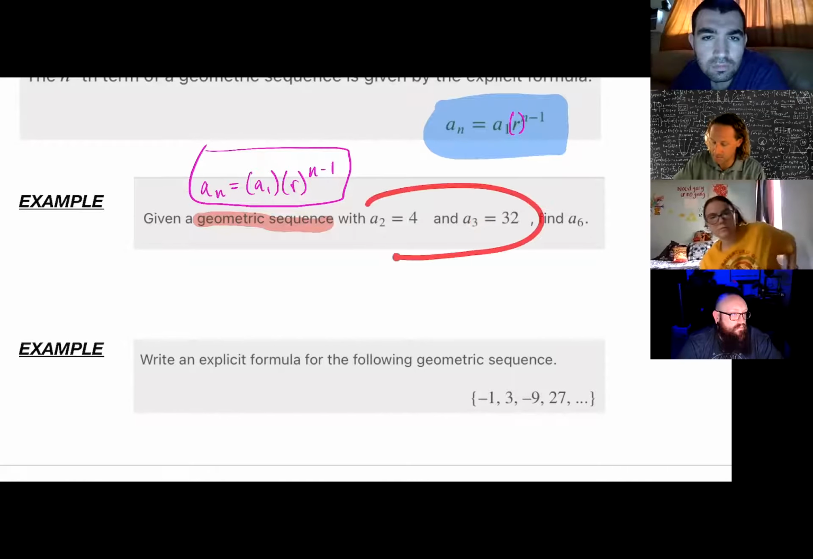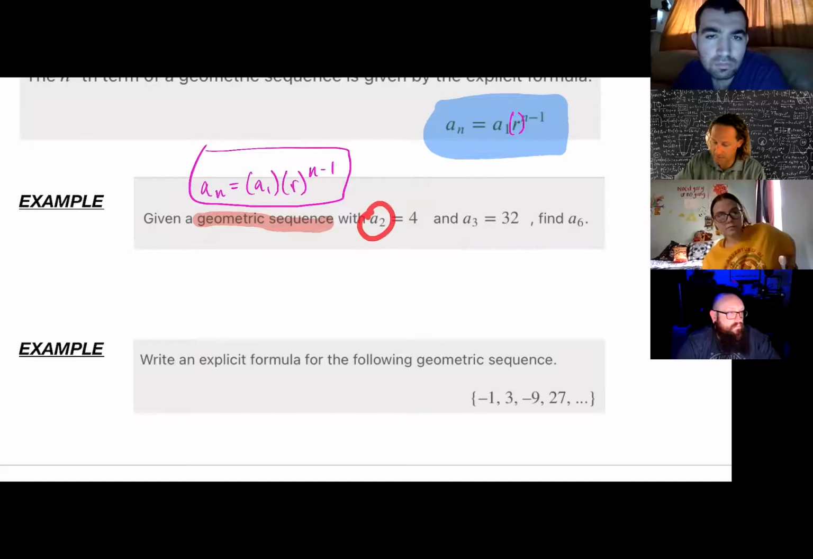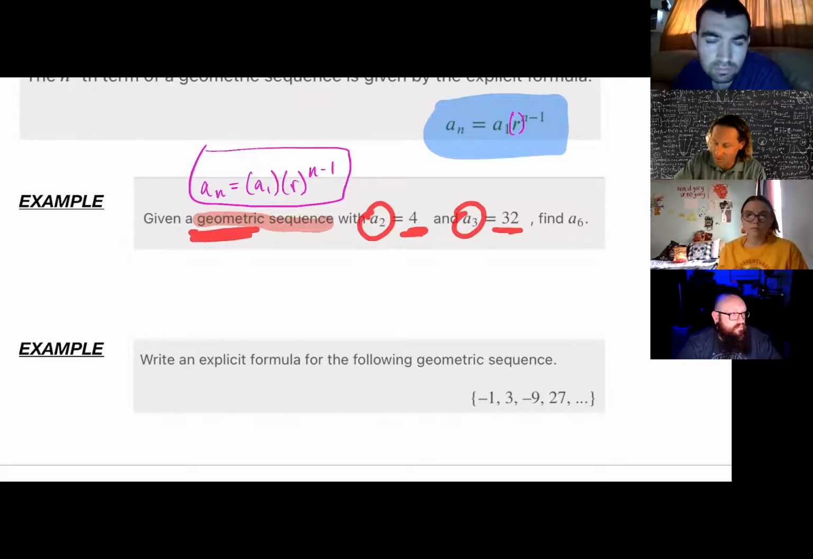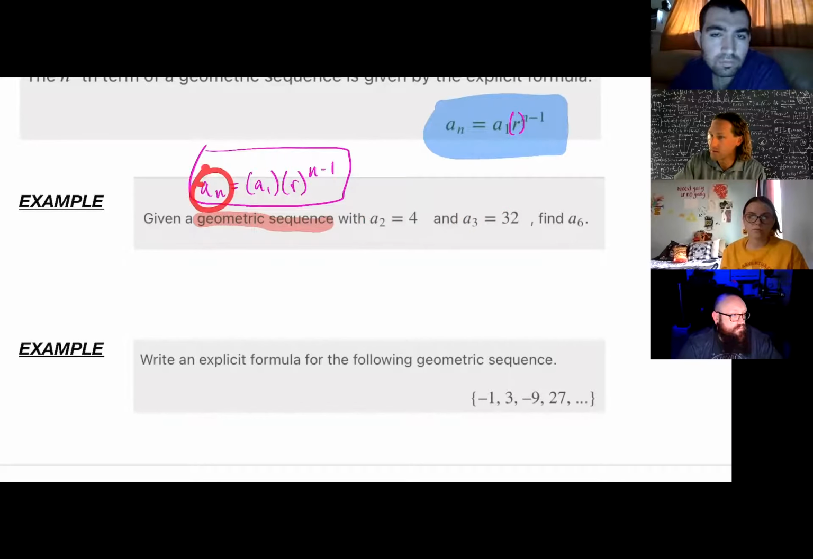Now this example is a little bit nicer because we have the second and the third term, which means if we can figure out, because they told us it's geometric, what that common ratio is to get from there to there, then we're almost done. Because remember, the only two things we need to find any term is A1 and R. We would have those two things, and we'd be able to find the nth term then.